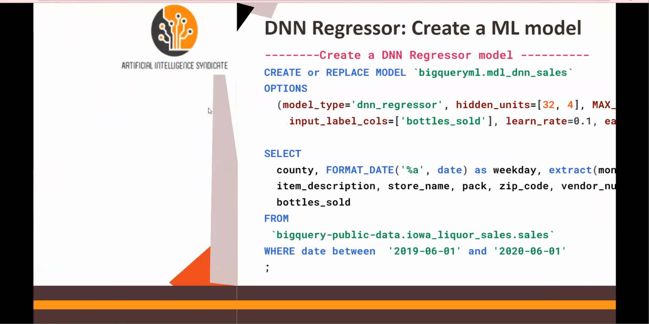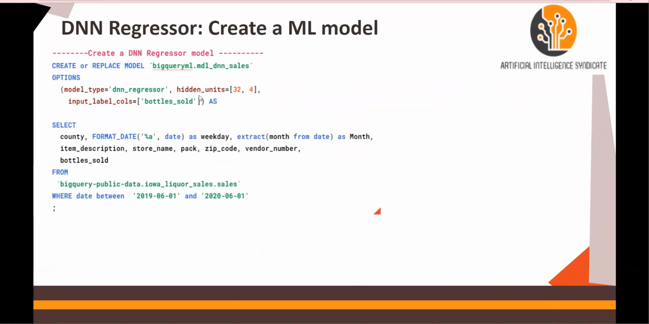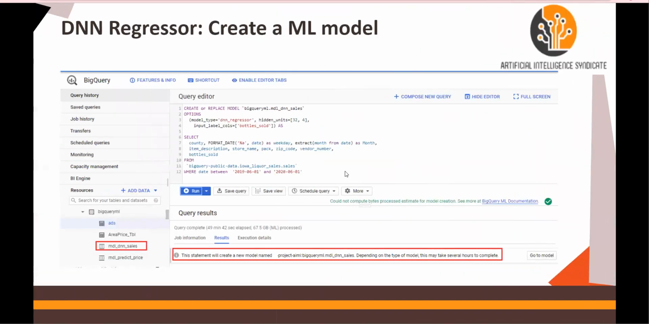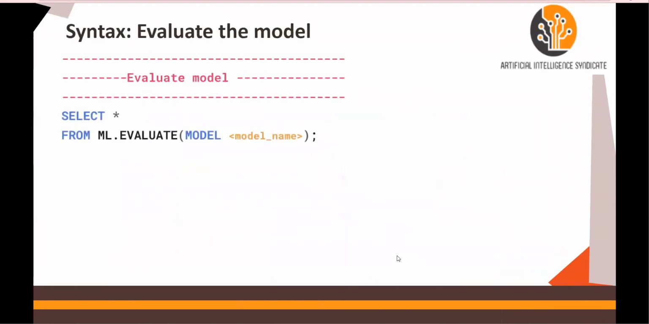Next, as we have done earlier, a quick introduction on the neural net. You have feature columns here, and then the target variable is your bottles sold. And you have 32 neurons like this and 4 here. It forms a network. In order to go into very much detail, there are TensorFlow do-it-yourself tutorials on the same channel. Please look at that. So once you run this model, you would create a DNN regressor model, and there will be a statement saying that this is created. Next, let's evaluate the model.